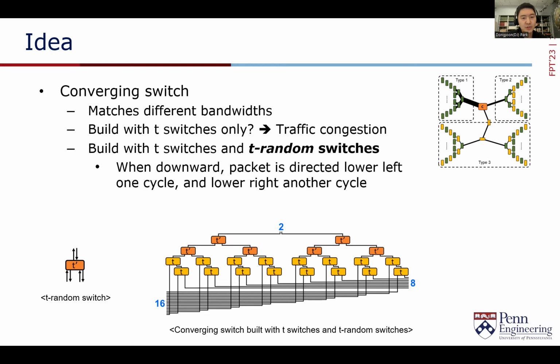Therefore, we build with T switches, the original T switches shown in yellow here, and T random switches, these orange switches here. What this T random switch does is that when the packet traverses from up to down, the packet is directed lower left one cycle and lower right another cycle randomly. Something like this. So when a packet traverses from up to down, the packet can select different paths, spreading out the traffic on the converging switch.